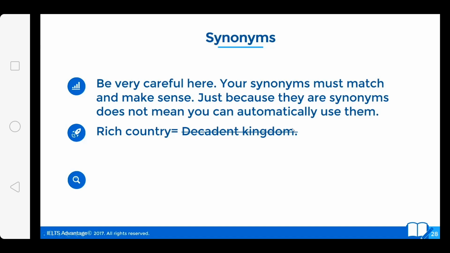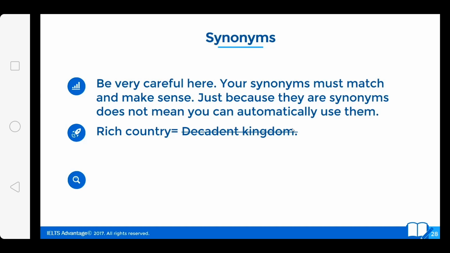Country and kingdom. So a country, yes, country and kingdom are synonyms. Can you use them when you're paraphrasing? No. Some countries are kingdoms, most of them aren't. Alright, so this is to show you that you can't just look something up and automatically use it as a synonym.